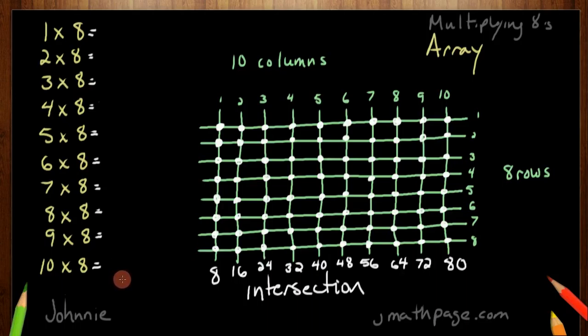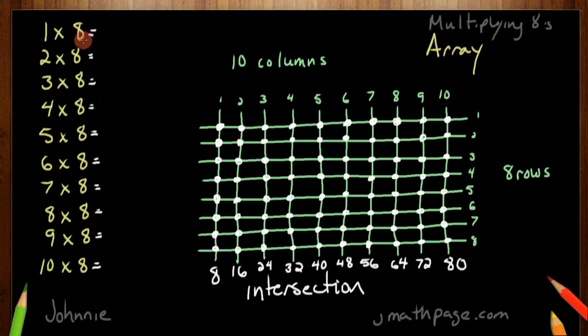Now I'm going to mix them up. Are you ready? 1 times 8 equals. 10 times 8 equals. 2 times 8 equals. 9 times 8 equals. 3 times 8 equals. 8 times 8 equals. 4 times 8 equals. 7 times 8 equals. 5 times 8 equals. 6 times 8 equals. How'd you do?